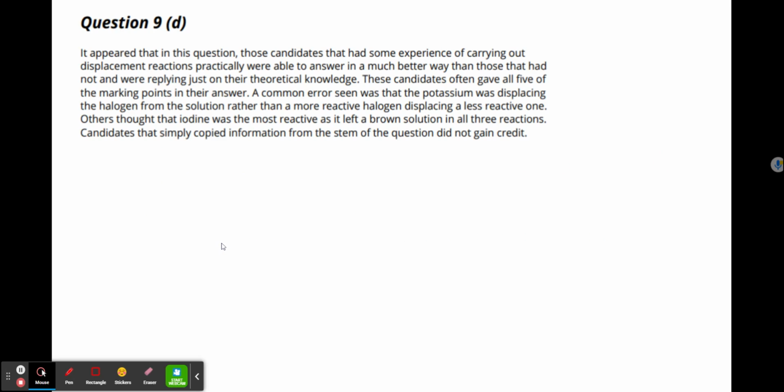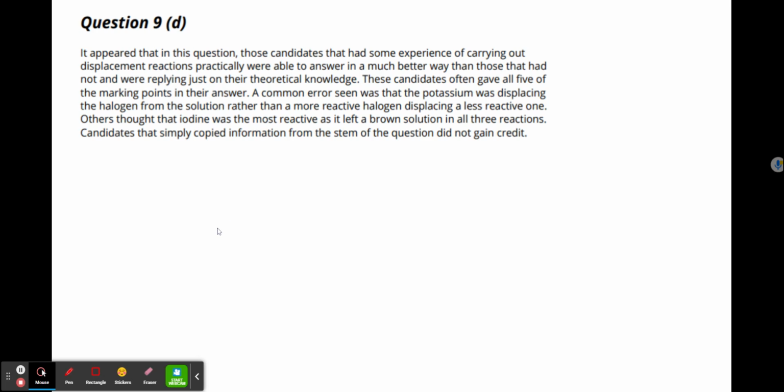In this question, it says those candidates that had some experience of carrying out the reactions were able to answer in a better way than those that were not. Okay, so when we're doing experiments in school, pay attention to them. They can help you with the answers in the exam.